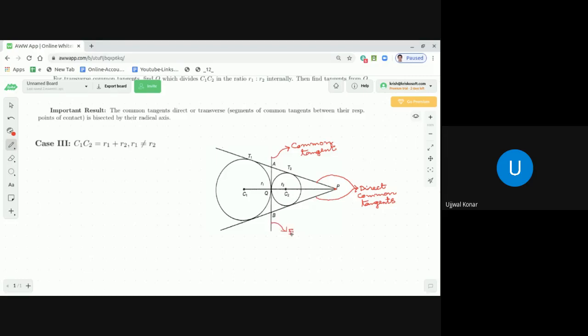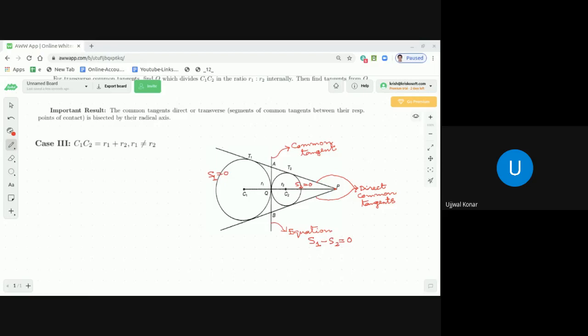Its equation will be S1 minus S2 equal to 0. Let me write properly; sometimes on the digital board I cannot write properly. S1 minus S2 equal to 0, where S1 equal to 0 is the equation of the first circle and S2 equal to 0 is the equation of the second circle. Then the equation of the common tangent should be S1 minus S2 equal to 0.